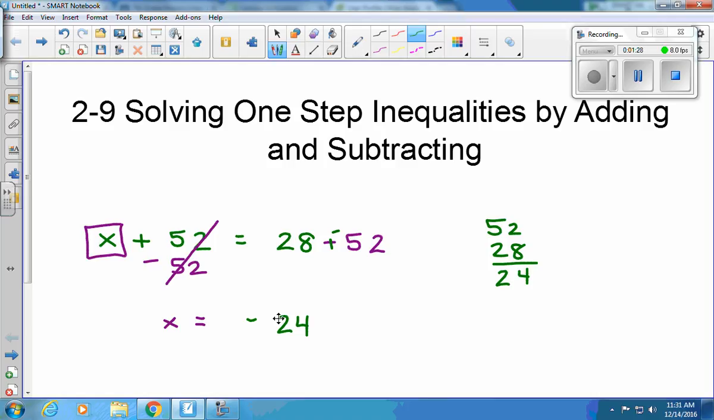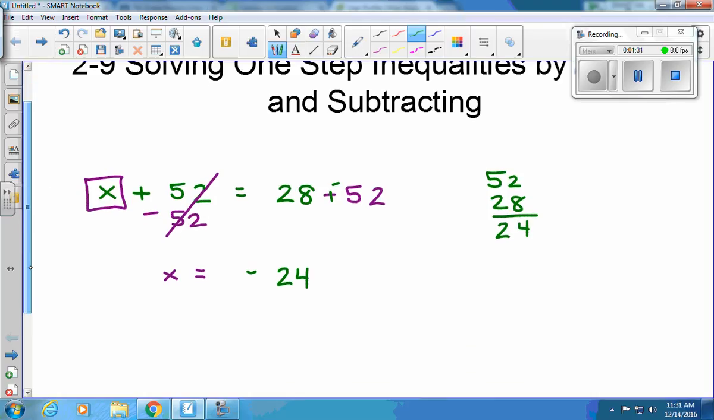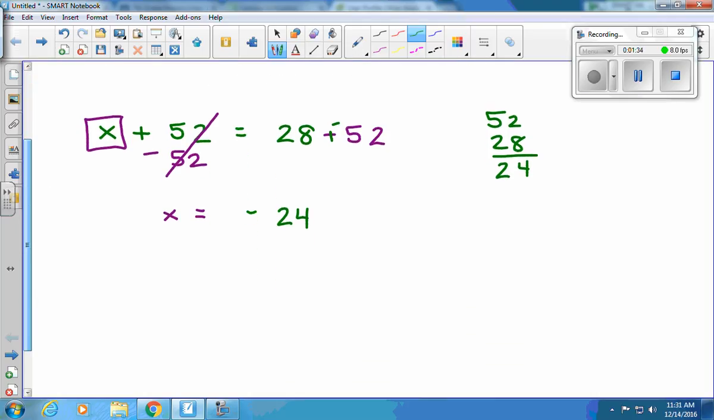All right. I'm going to give you this exact same problem, but I'm going to give it to you as an inequality. X plus 52 becomes less than 28. So remember, with equations, you have one answer, right? Just one number. What happens when you have inequalities? How many answers can you have? So multiple, because if it's less than or greater than, you're going to have lots of numbers that fit that solution.